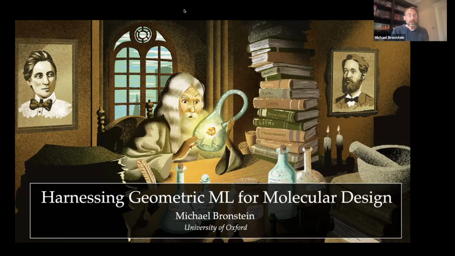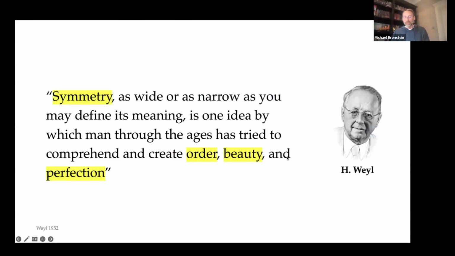So I would like to talk about geometric ML and how it is applied to molecular design. So starting with some of the principles that underlie these methods, and basically how we can use them for different problems in biochemistry and structural biology.